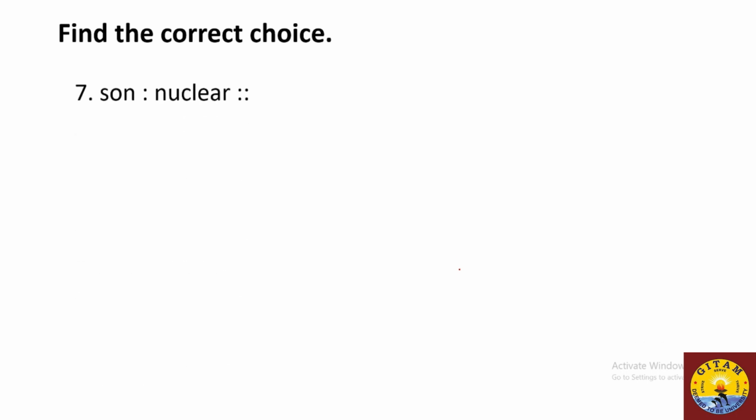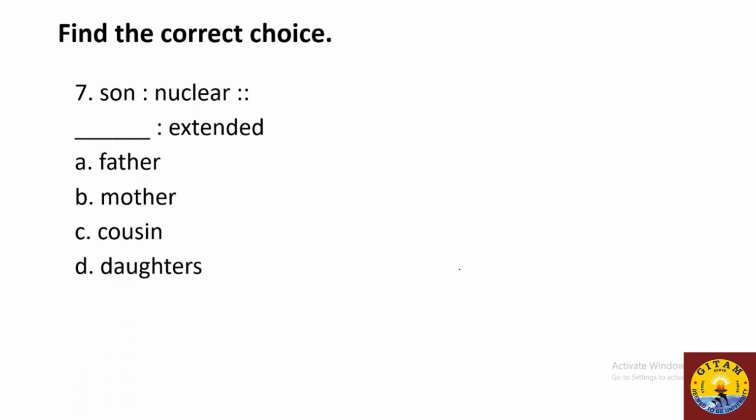So, last three questions. Son is a part of nuclear. Now see, when I don't have any idea, I look at all the options. After I see father, mother, cousin, daughters, etc., I understand that this question is something related to family and relationships, right? Now see, nuclear, extended. In what way are these words related to families? We say nuclear family, we say extended family, right? Son is a part of a nuclear family.